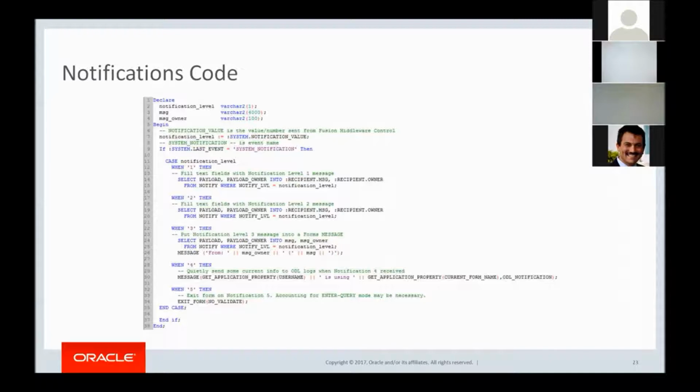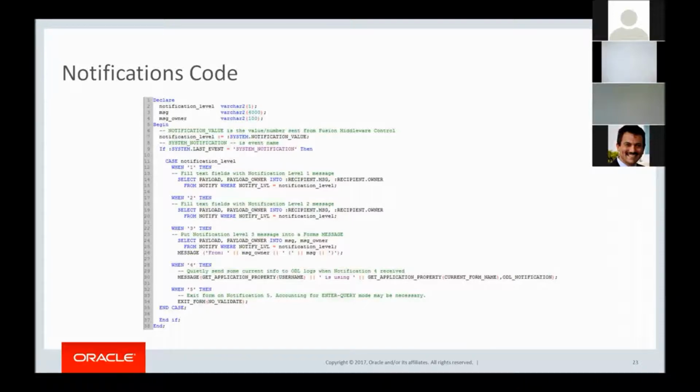So if you look in the case statement here, even if you're not a developer, it should be fairly clear what's going on. On line 12 actually, you could see when the notification value is 1, meaning the administrator sent me notification 1, do this. Select this particular information from a table into a particular text field on the form where the notification level is 1. And then the same would happen if it was notification 2, 3, 4, or 5. And again, you could decide what you want that behavior to be.